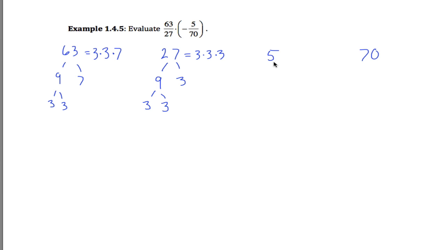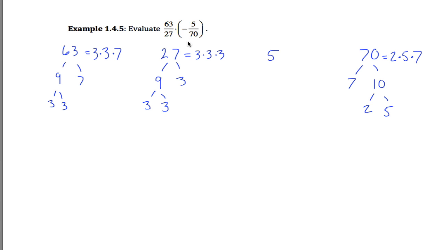5 is a prime number. There's nothing to do. Its prime factorization is just itself, just this 5 right here. So I'll leave that alone. And 70, one way to break it up is it's 7 times 10, and 10 is 2 times 5. So its prime factorization is 2 times 5 times 7.